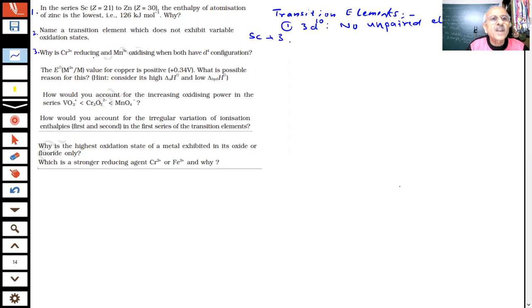Number 3: why is Cr2+ reducing and Mn3+ oxidizing when both have d4 configuration? Chromium 2+ is reducing because its configuration changes from d4 to d3, and Mn3+ has a half filled t2g orbital. You have given a wrong answer now. That was a problem, I knew that. Why do I revise the things? The whole answer has been reversed.